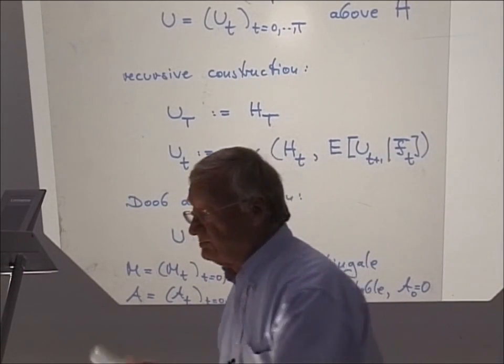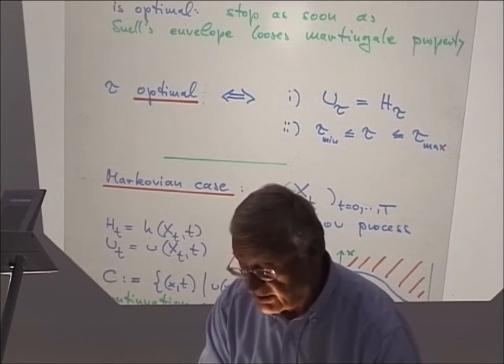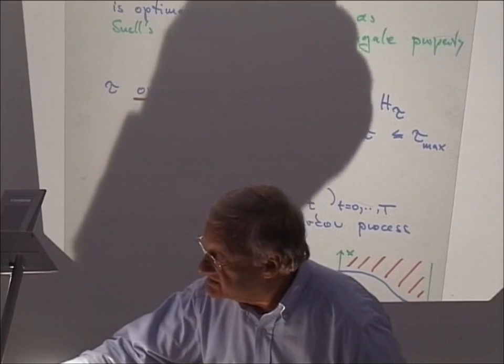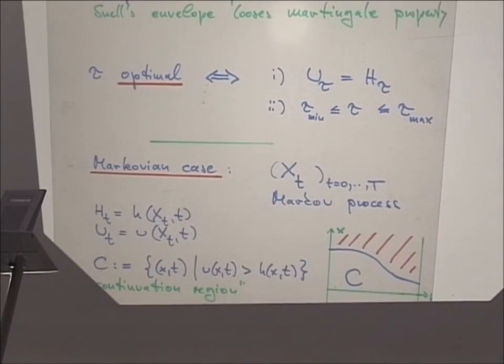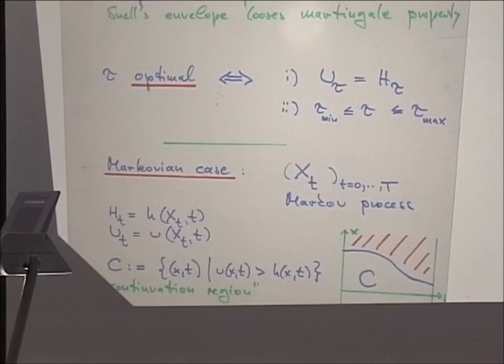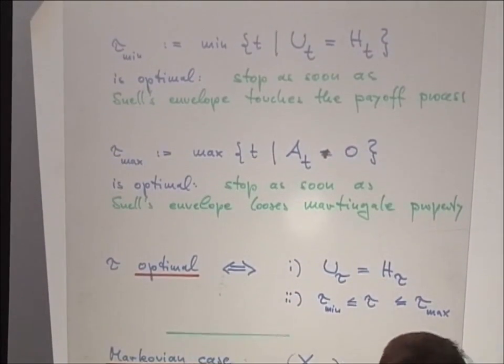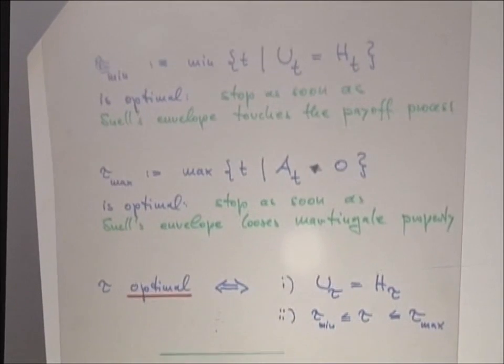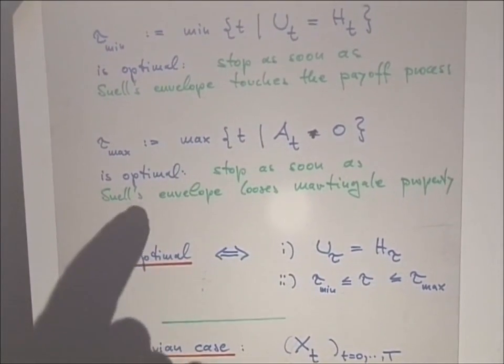And the optimal stopping problem for the buyer is solved, for example, by the first time where this Snell envelope touches the underlying payoff process. So that's optimal in the sense that the expectation of the payoff at that time is maximal. It's in general not the only one. For example, this time is also optimal.